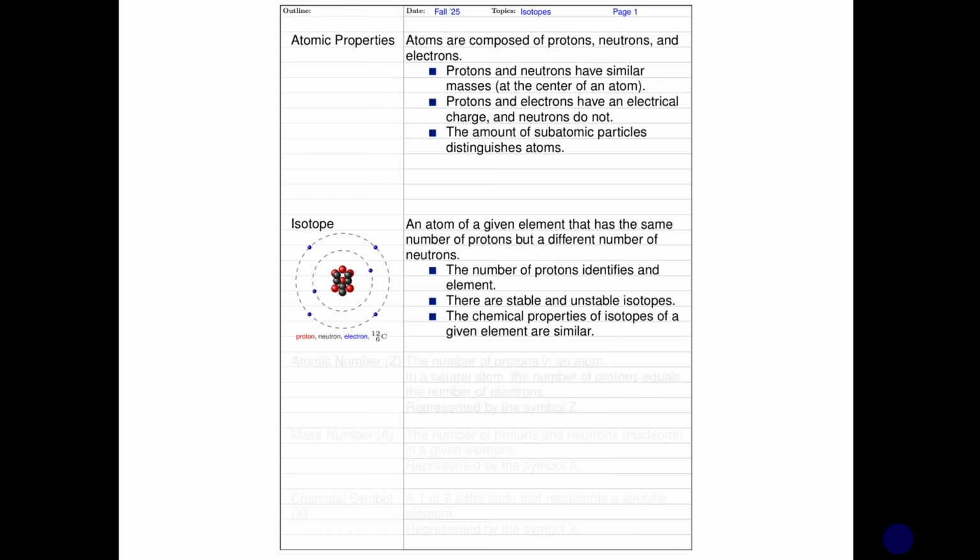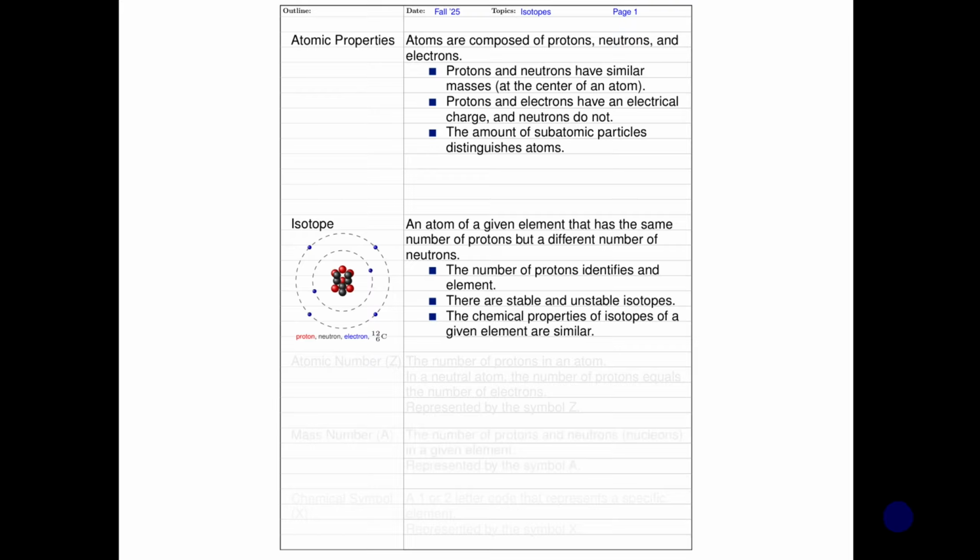Because protons and electrons have equal but opposite charges in a neutral atom, the number of protons will be equal to the number of electrons. And because of this, isotopes of a given element are chemically similar. Remember, it's the electrons that determine how an element behaves. The word isotope comes from the Greek iso, meaning same, and topos, meaning place. Here, the place refers to the place on the periodic table, and the periodic table was arranged according to chemical behavior.